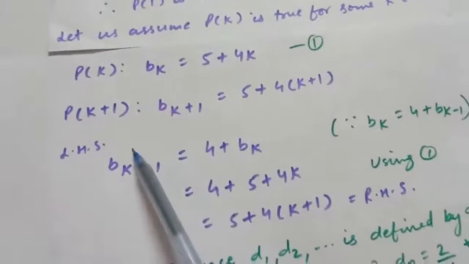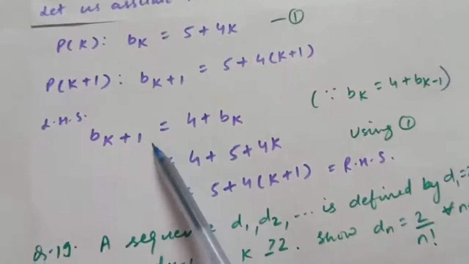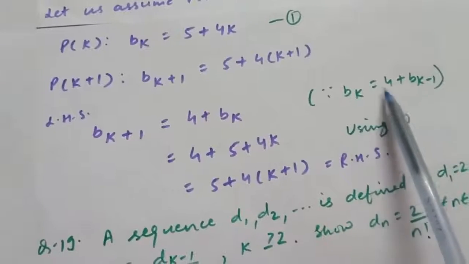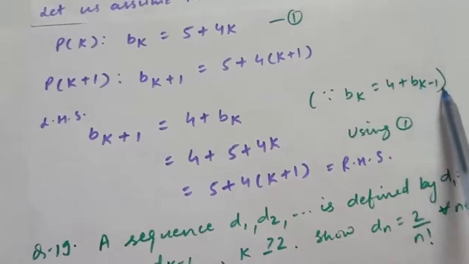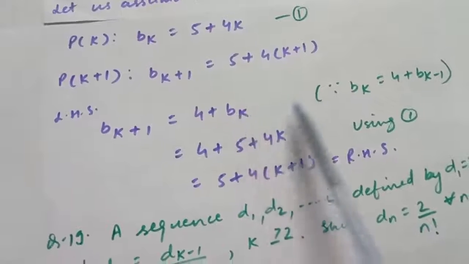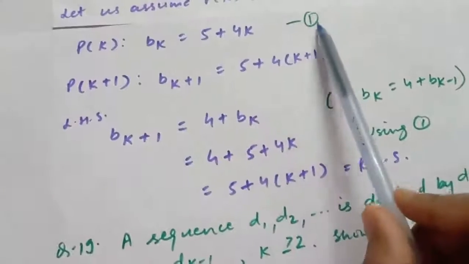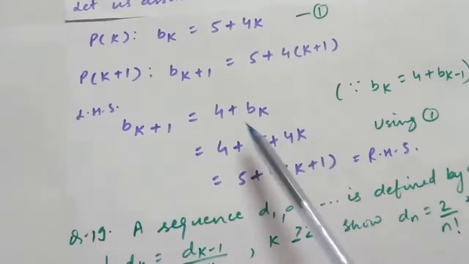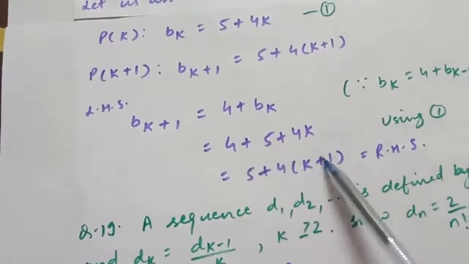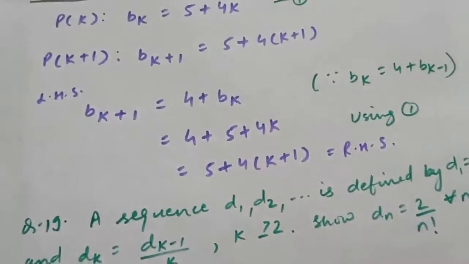Now taking LHS, this is B(k plus 1). This will be equal to, according to the condition given in the question only, Bk is given as 4 plus B(k minus 1). So B(k plus 1) will become 4 plus Bk, because we are replacing this k with k plus 1. Now Bk using 1 will be 5 plus 4k, and this 4 as it is. So you will get 5 plus 4 common, k plus 1. So this is equal to the RHS. Clear?